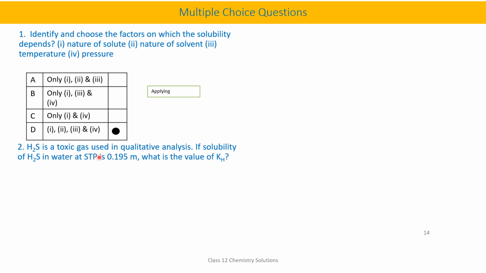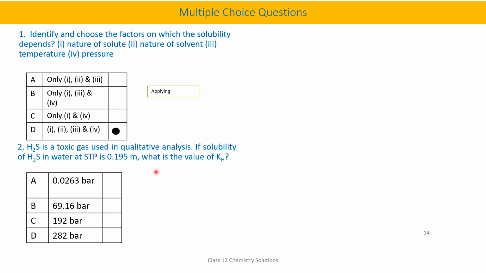H2S is a toxic acid used in qualitative analysis. If the solubility of H2S in water at STP is 0.195 m, what is the value of KH? Four different choices are given: A 0.0263, B 69.16 bar, etc. Now you have to make some calculations and mark the correct answer.